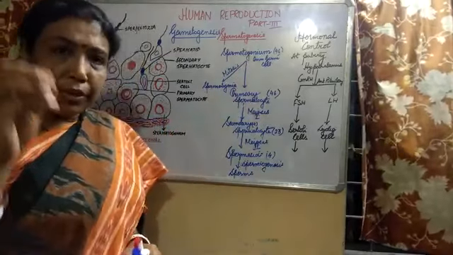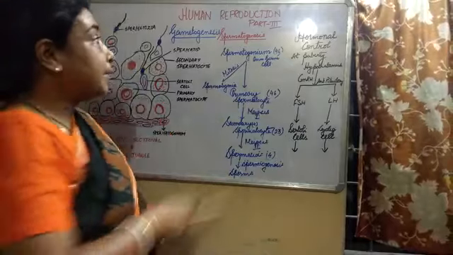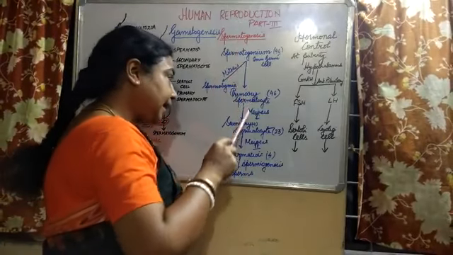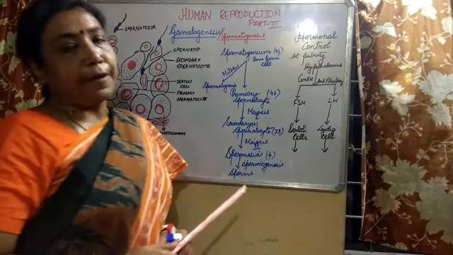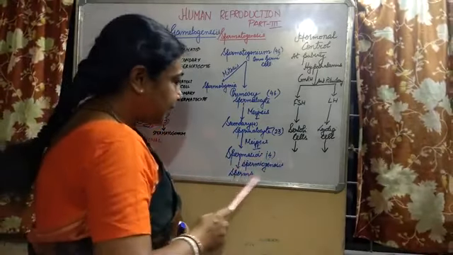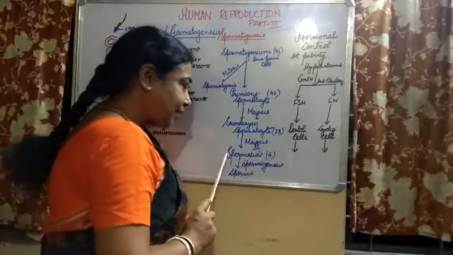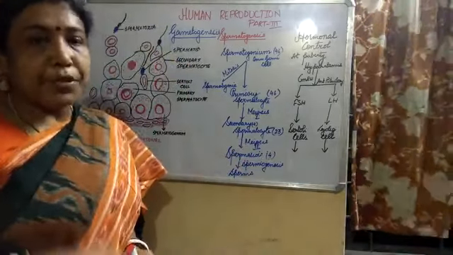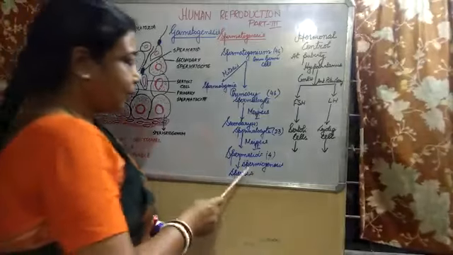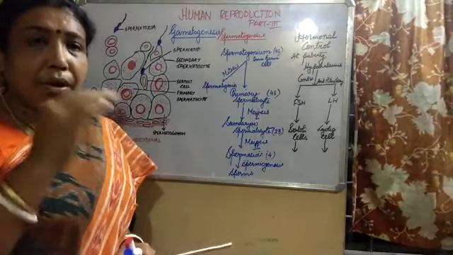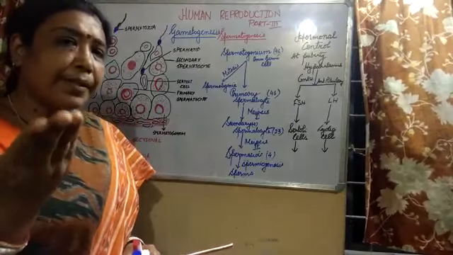You will come across two terms. What is spermatogenesis? Spermatogenesis is the entire process of formation of sperm. What is spermiogenesis? That is the transformation from spermatids to sperm, the structural change, known as spermiogenesis. There is also a term, spermiation.